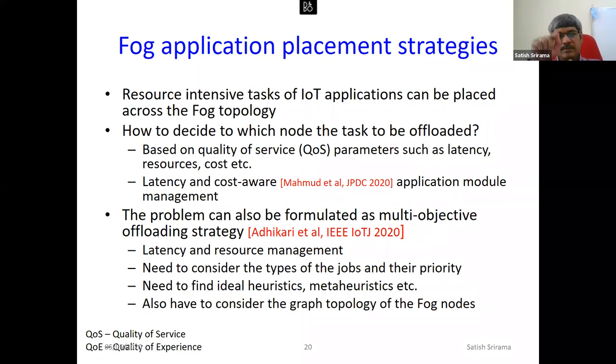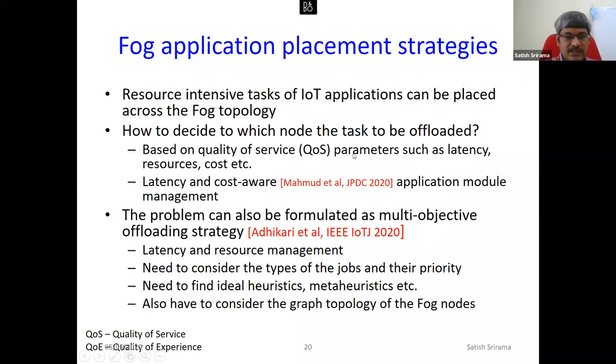Always my quality of service will be deciding where I will be executing that. Based on these quality of service parameters, something like latency, how much latency will be caused if I run the processing on this one, or how much resource utilization, whether that particular fog node is already loaded with other requests. All these things will critically affect my decision.